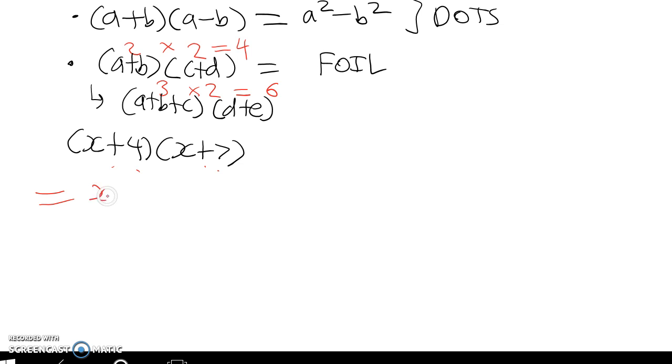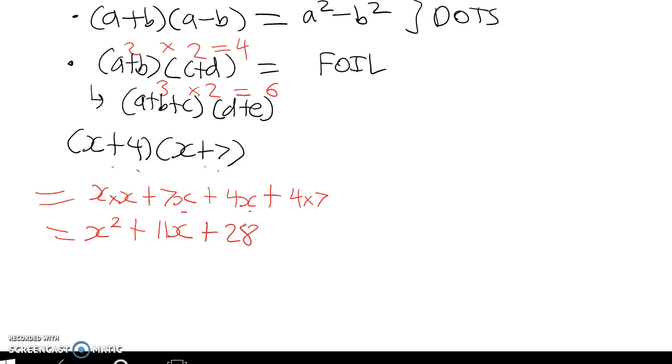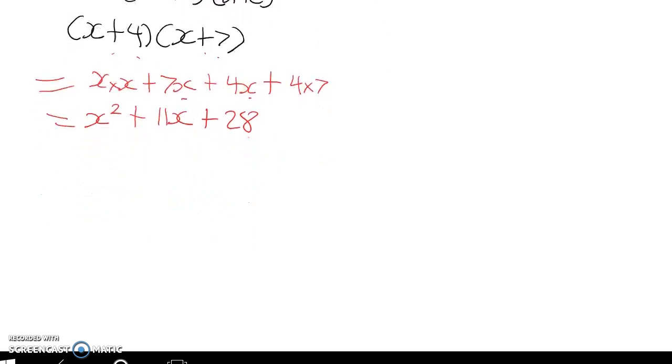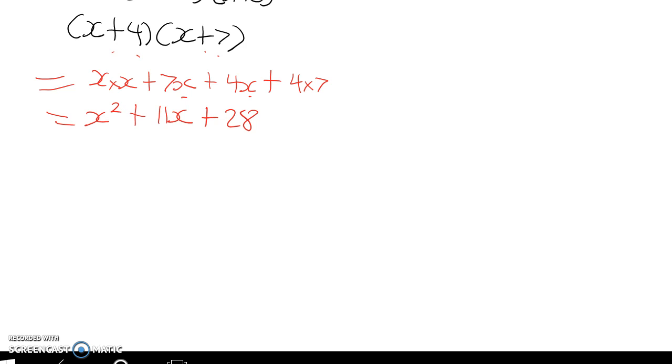So we just multiply out the first terms, the outside terms, so that's x times 7, so 7x, the inner terms 4 and x, and then the last terms, so 4 and 7. So we'll get x squared plus 11x, collecting the like terms x and x, so they have the same variable, and then 4 and 7, which would be 28. So that is now fully expanded. So we'll have a look at our second expression.